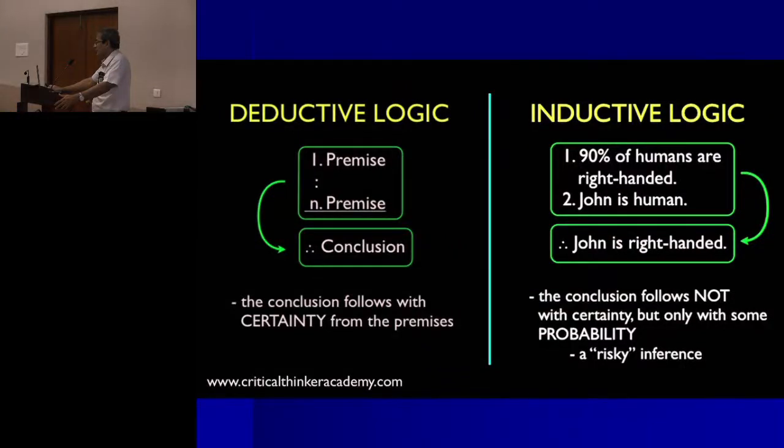Whereas in inductive logic, like in most epidemiological observational studies, you say 90% of humans are right-handed, John is human, therefore John is right-handed, but not necessarily so. All crows are black, but even the 1,000th crow may be white. So the conclusion follows not with certainty, but only with some probability. So when you're using inductive logic or doing epidemiological observational studies, we have to rely on probabilities, and their inference is risky.